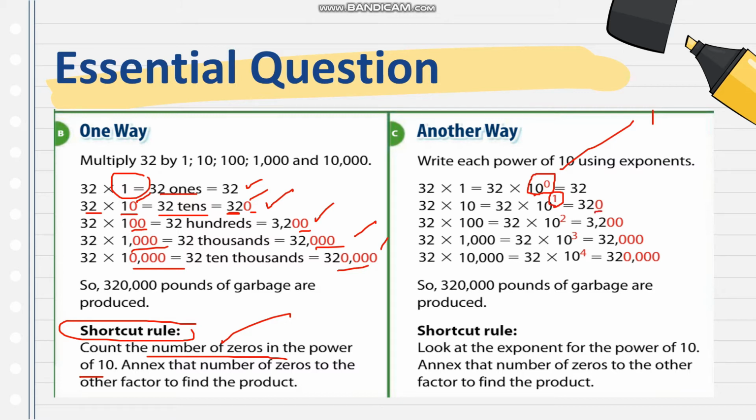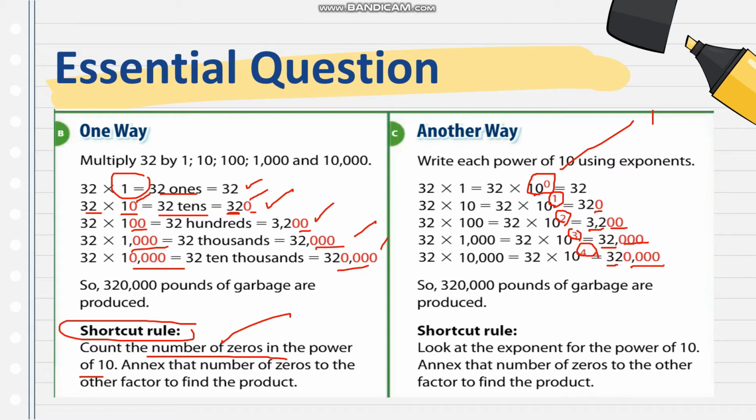32 multiplied by 100, that is 32 multiplied by 10 squared. The exponent is 2, so you just simply multiply 32 by 1, that is 32. Then if the exponent is 2, the zeros are 2. 32 multiplied by 1000, so 32 multiplied by 1 is 32. Then the exponent is 3, so you need to add 3 zeros. 32 multiplied by 10,000, or 32 multiplied by 10 to the 4th power. So 32 multiplied by 1 is 32. Then you have 4 as an exponent, so you need to add 4 zeros. So 320,000 pounds of garbage are produced.